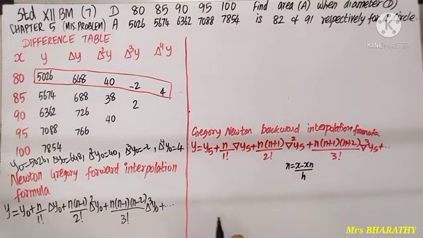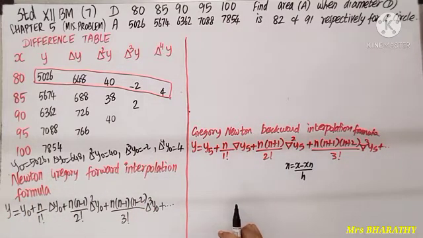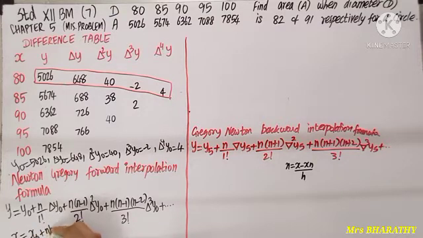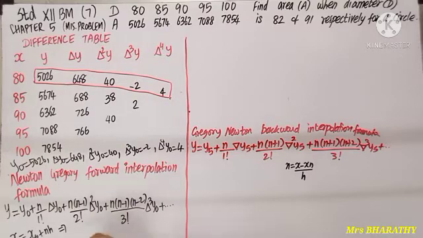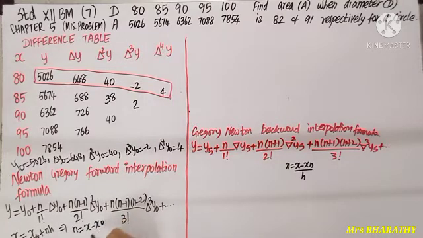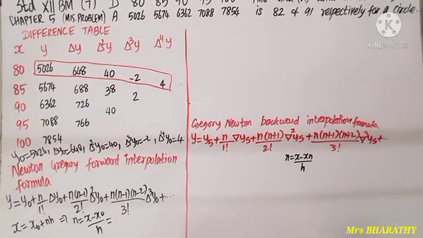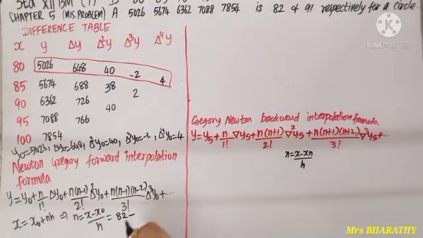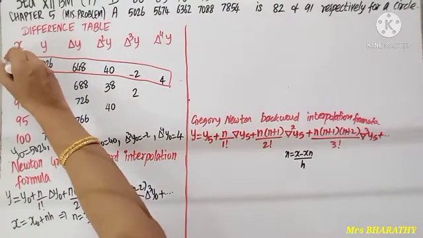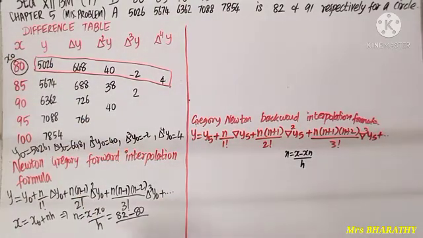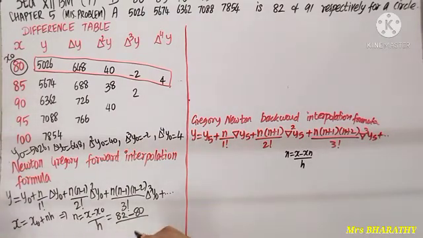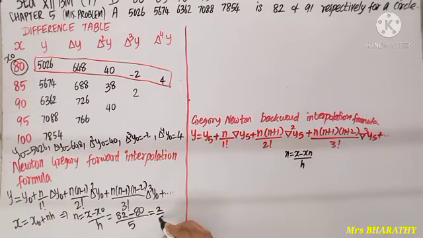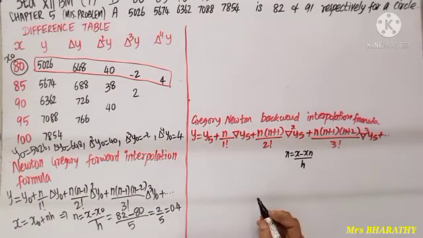As we recall the formula, Newton-Gregory for forward interpolation, we know x is equal to x0 plus nh, or we rewrite n is equal to x minus x0 by h. In this problem, x, the value given in the question, is 82. x0, the very first value of x, is 80. h, the equal spacing, is 5, it is increasing. So 2 by 5, I get 0.4.